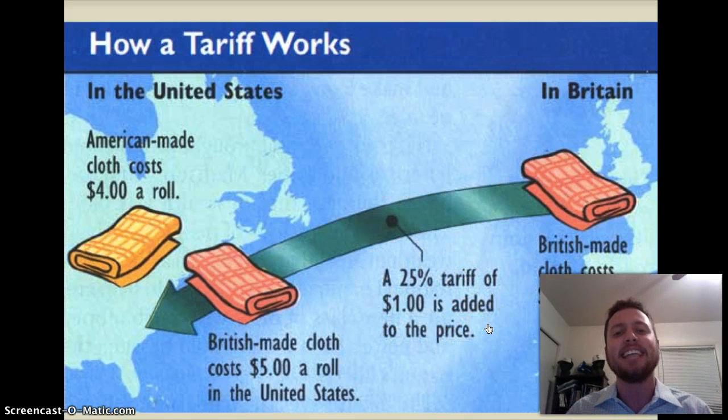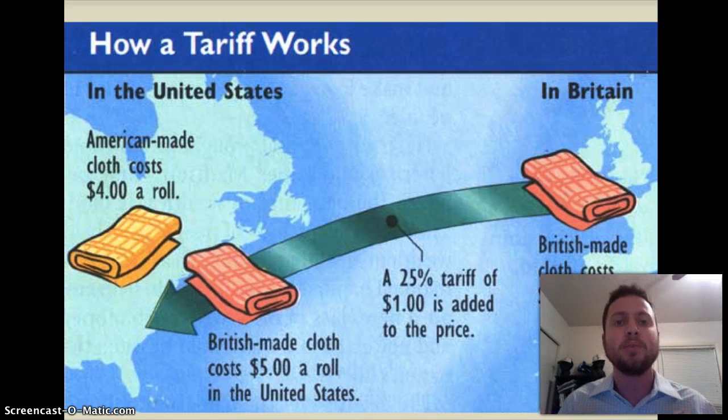A tariff is a tax that increases the cost of imported goods. Now that $4 British cloth costs $5. So everyone is going to love the American-made cloth. Awesome. Now it was called a protective tariff because it was designed to protect American goods.